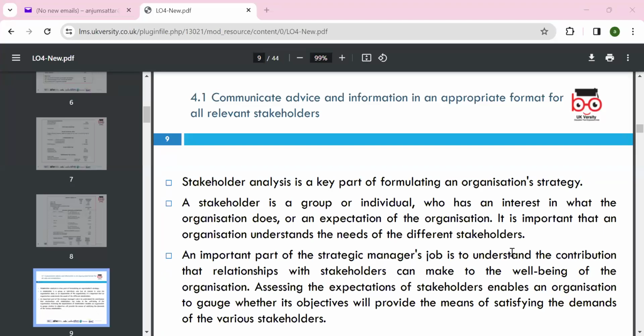Stakeholders are the group of individuals who have an interest in what the organisation does, or an expectation of the organisation. It is important that an organisation understands the needs of different stakeholders. It is an important part of strategic management, from a long-term management perspective, to understand and contribute to the relationship with stakeholders, which contributes to the wellbeing of the organisation. Assessing the expectations of the stakeholders enables an organisation to gauge whether its objectives will be achieved, meaning satisfying the demands and needs of the various stakeholders.